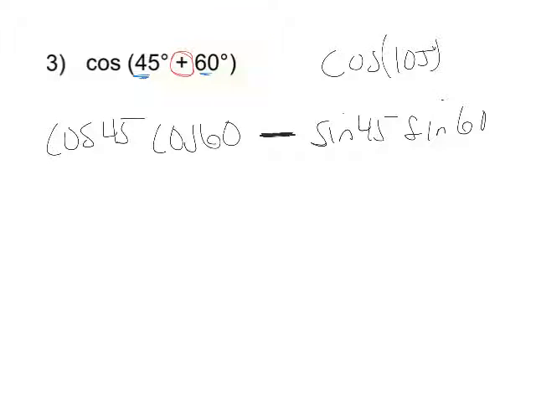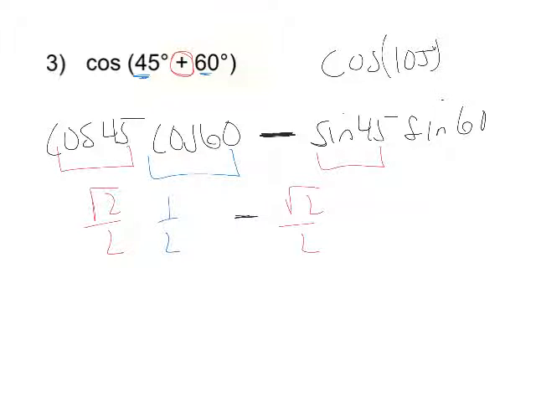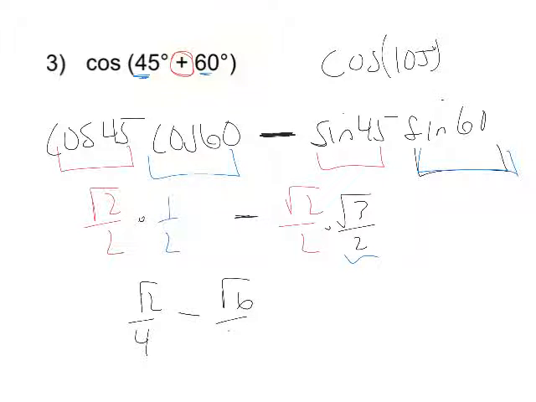Okay? So cosine of 45 is radical 2 over 2. Cosine of 60 is 1/2, minus sine of 45, which is also radical 2 over 2. And the sine of 60 is radical 3 over 2. So I'm multiplying those, so I've got radical 2 over 4 minus radical 6 over 4. Write it as radical 2 minus radical 6 over 4.